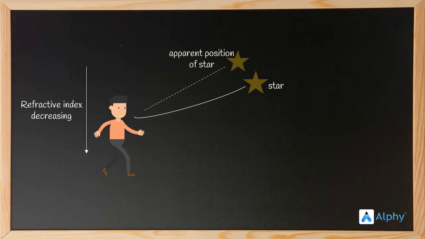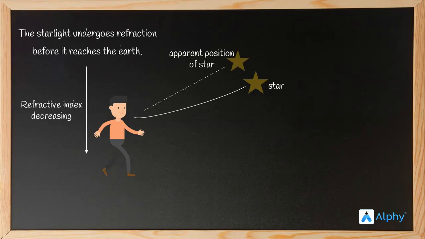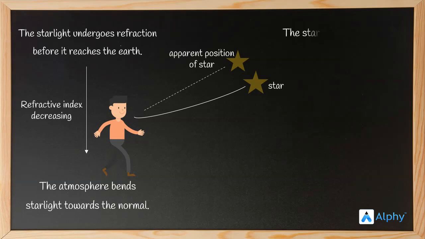Let's study this in detail. The starlight undergoes refraction before it reaches the earth. Each layer of the atmosphere is different and thus has a different refractive index. So the starlight constantly undergoes cycles of refraction as it moves from one atmospheric layer to the other. The atmosphere bends the starlight towards the normal. The result of the successive refractions is that the starlight is bent and the angle formed by the starlight with respect to the earth decreases. The star appears slightly higher than its actual position.